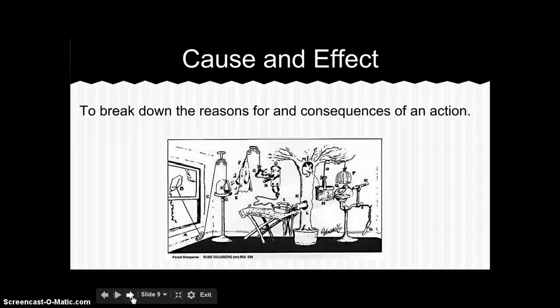Another example of expository writing is cause and effect. This is often written in science, but any discipline can have a cause and effect paper, and this is to break down the reasons for and consequences of an action. So you can see in the illustration, if this triggers this, then all of this is going to go through, and it's just kind of an illustrative way to think about cause and effect.